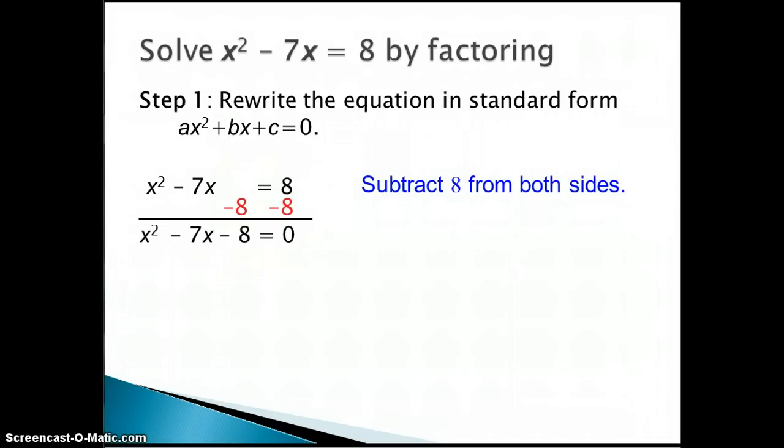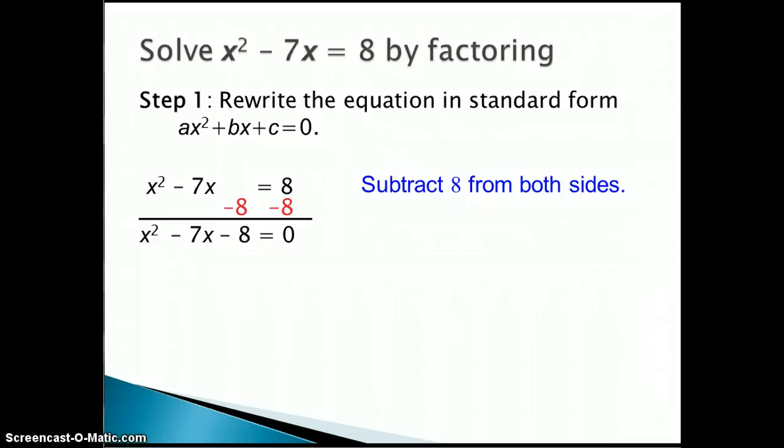and that will get all the terms to the left side and will leave us a 0 on the right side. Now I could have moved all the terms to the right side, but that would have given me a negative x squared term. And if possible, it's easier to factor if you have a positive coefficient on your x squared. So that should be one of your goals, is to move all the terms to whichever side will leave that x squared term positive.